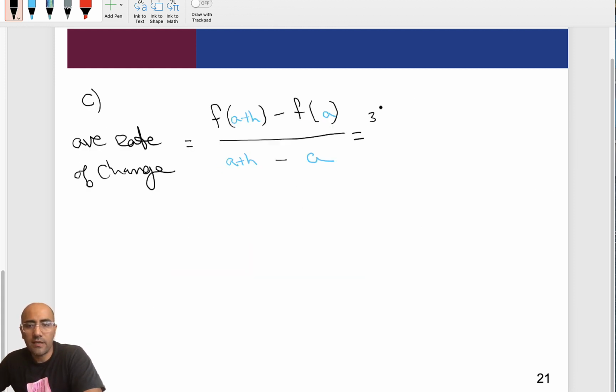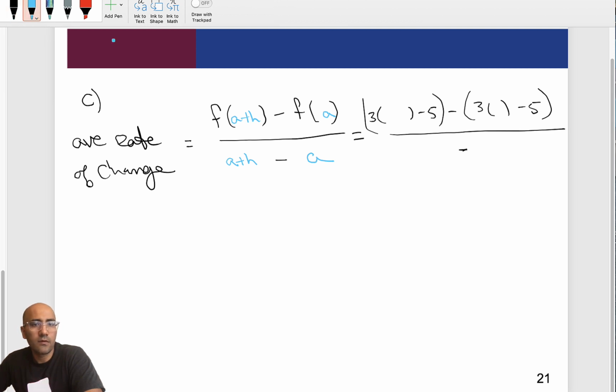Okay, so now we're going to plug in those values. We had 3 times blank minus 5 minus 3 times blank minus 5, all over the difference of these two. So here we plug in an a plus h. Here we go with an a. Here we put an a plus h, and then we put an a. Good. So then we just simplify this. We're going to have to distribute this 3. Distribute, distribute. Combine like terms if possible. None are possible, then that's fine. And then we have to be careful to distribute this minus to both of these two terms.